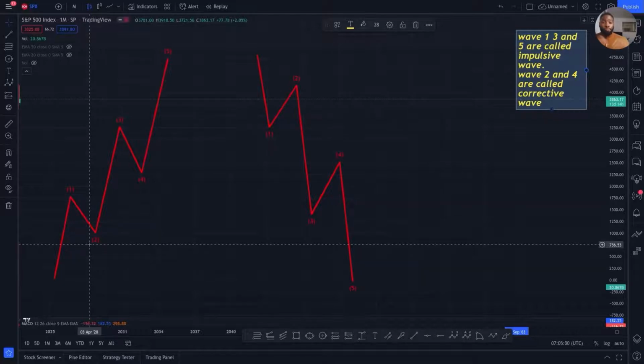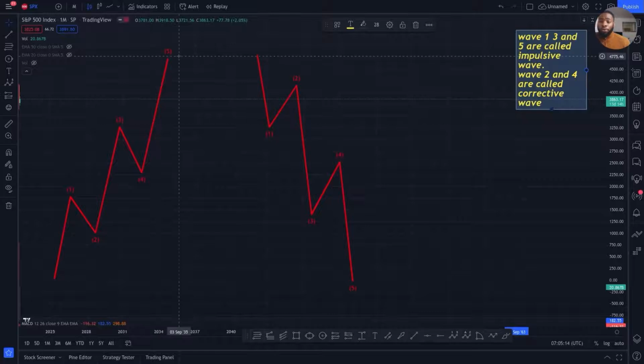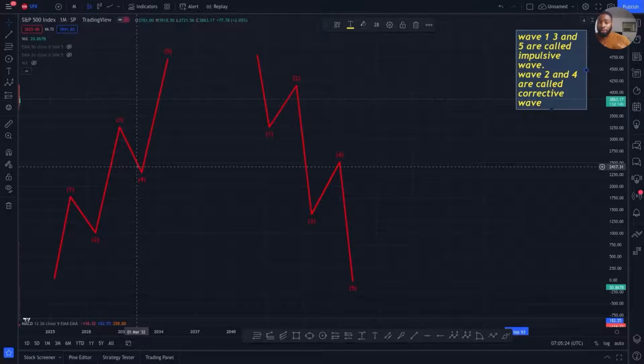You have a lot of people taking trades in the direction of that trend. So basically, you expect a bigger move when you take trades in the direction of the trend. So wave 1, wave 3, and wave 5 are called impulsive waves because they have the biggest moves in the market. Why are wave 2 and wave 4 called corrective waves? Because they move against the trend. They kind of counteract the trend.